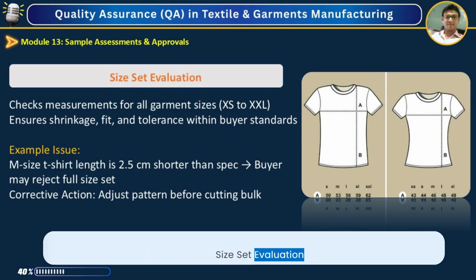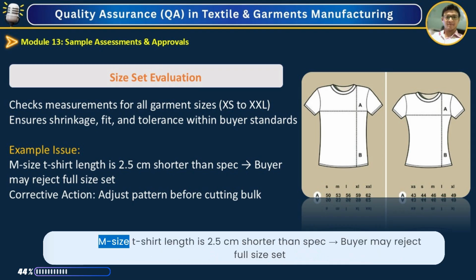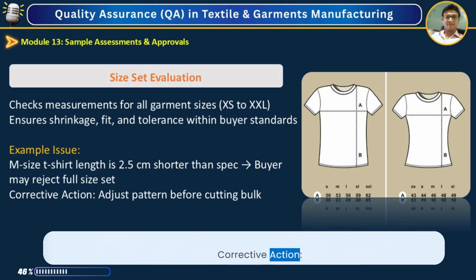Size set evaluation. Checks measurements for all garment sizes, XS to XXL. Ensures shrinkage, fit, and tolerance are within buyer standards. Example issue: M size t-shirt length is 2.5 cm shorter than spec. The buyer may reject the full size set. Corrective action: adjust the pattern before cutting bulk.